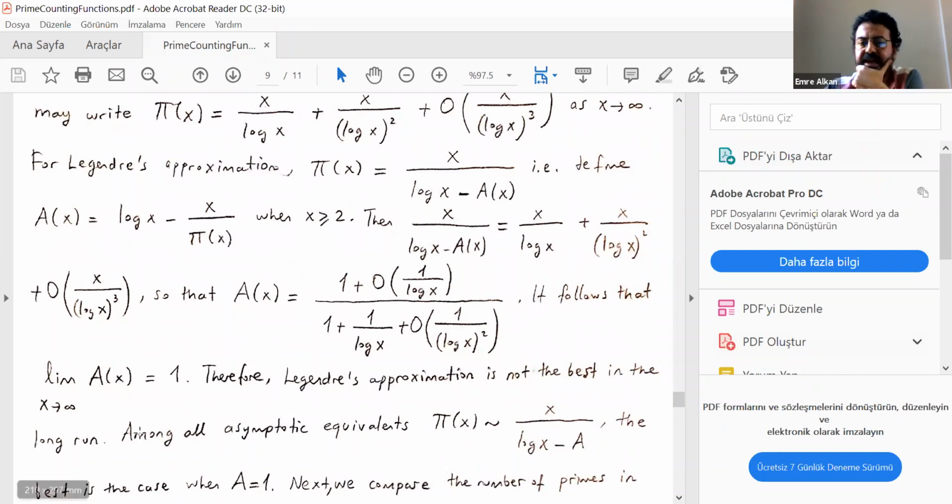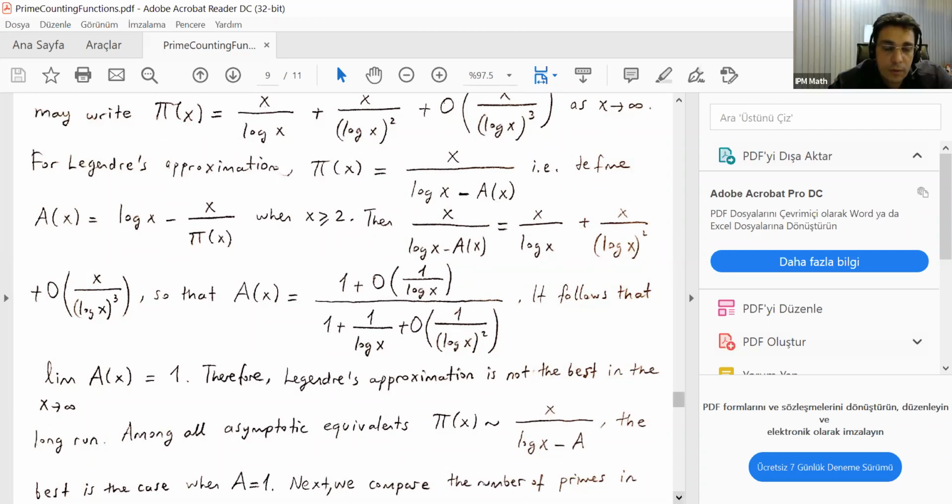And in fact, among all asymptotic companions of pi(x) of this form, asymptotically any a is good here. You can put any constant a, and asymptotically they are in the same equivalence class. But now we can distinguish between the asymptotic companions. Through this analysis, we can see that a equal to 1 is the best case. Any other choice other than 1 is no good, because it doesn't fit with this.